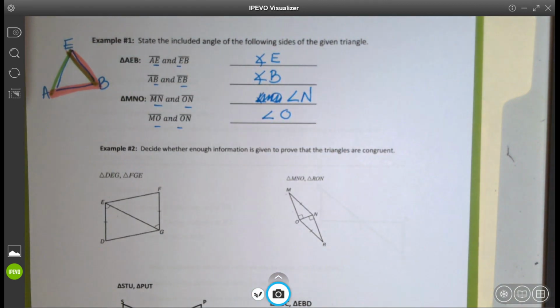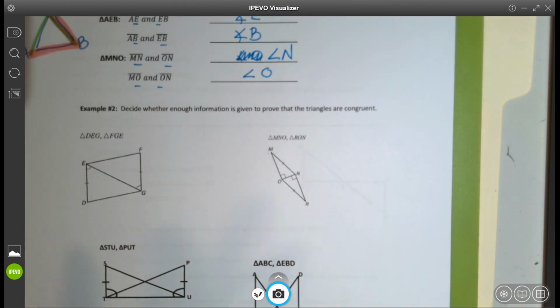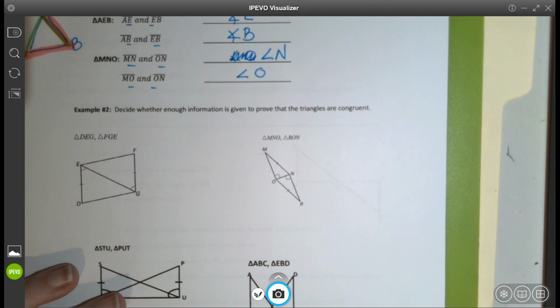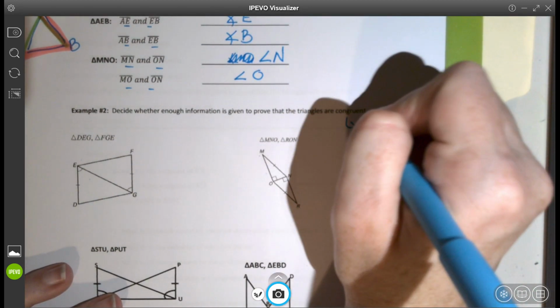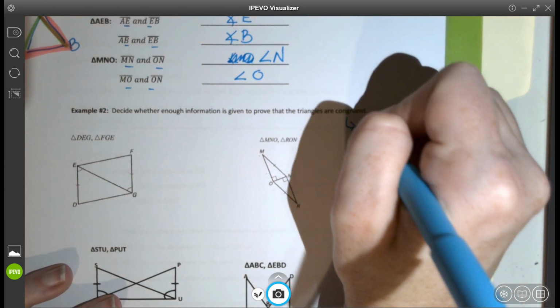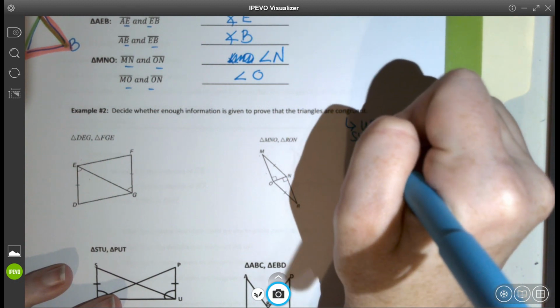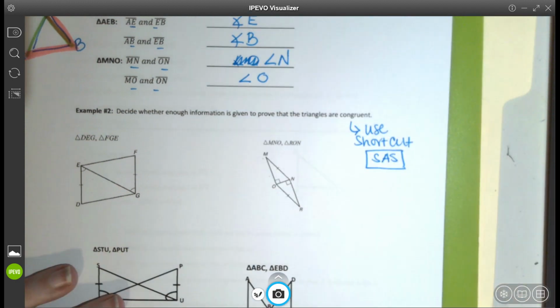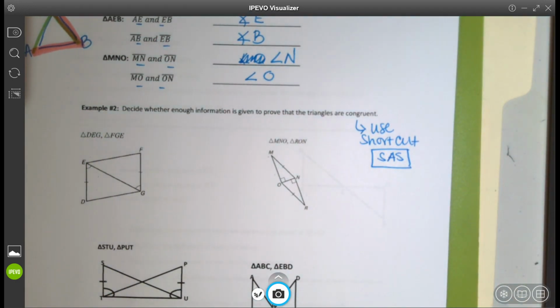That's the included angle. All right, and then example 2, it says decide whether there's enough information to prove the triangles congruent. So our goal for today is to use the shortcut. That shortcut for today is SAS, side, angle, side. Remember that we are allowed to add markings as long as we can give a reason why. All right, so let's look at the first example.